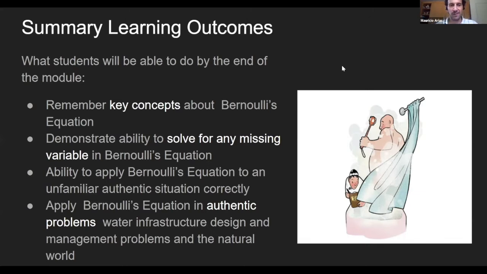Also to demonstrate the ability to solve any missing variable in the Bernoulli equation. I think that's how most of us learn how to apply the equation. Then be able to apply the Bernoulli equation to an unfamiliar authentic situation, and also apply the equation to an authentic problem, specifically related to water infrastructure design and management, which is maybe what brings us all here together.